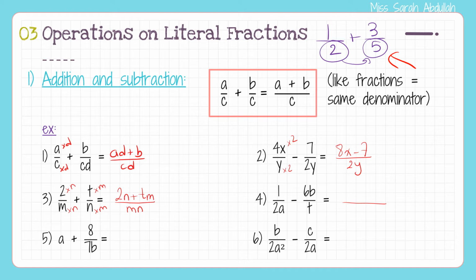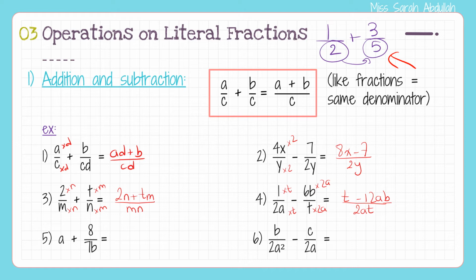So the answer is (2n + tm) over mn. Number 4, we have 2a and t. These are also completely different. I can't multiply one of them so that it becomes equal to the other. So same thing, we multiply both fractions, the first one by t in the numerator and in the denominator, the second one by 2a. So the answer is t plus t minus 6b times 2a. We multiply the number by the number, so 6 times 2 is 12ab, over 2at.